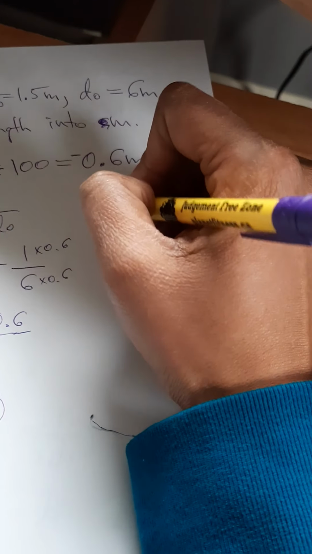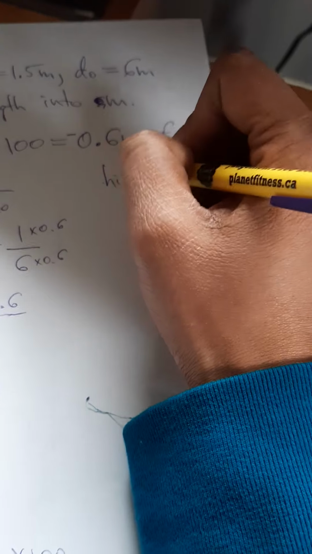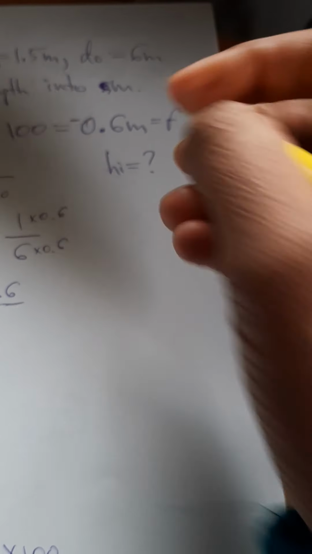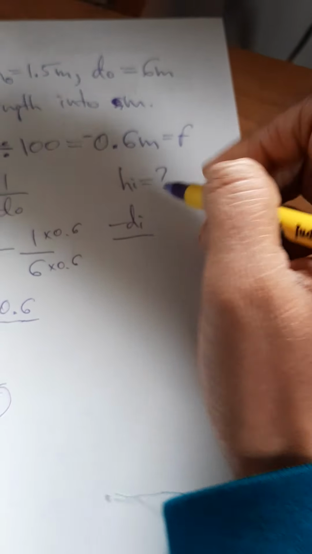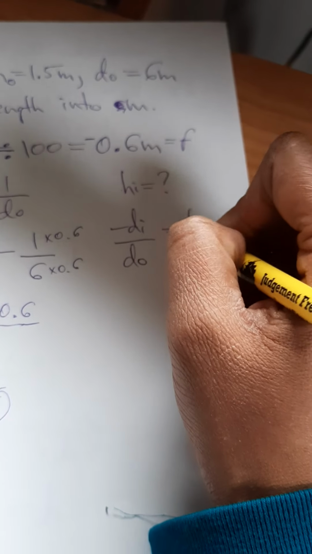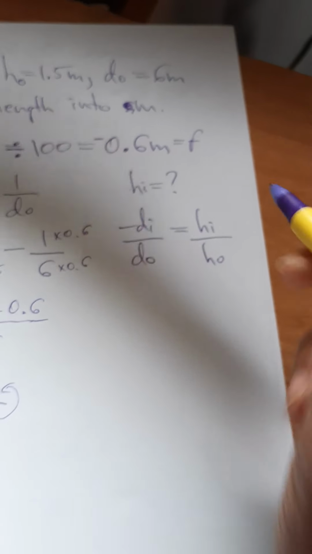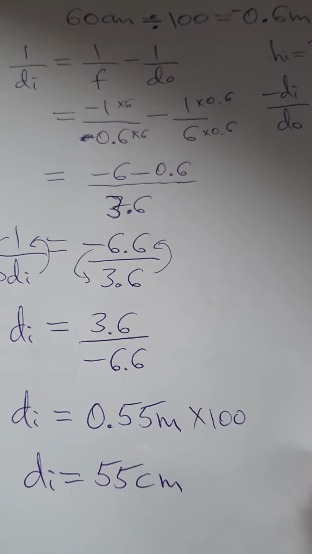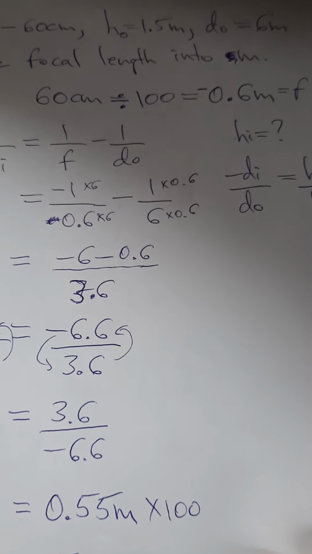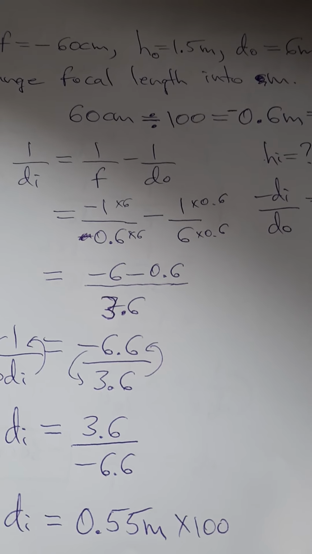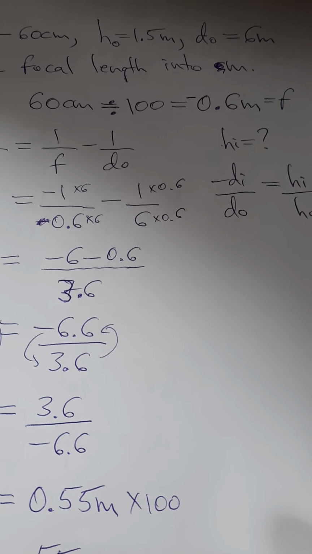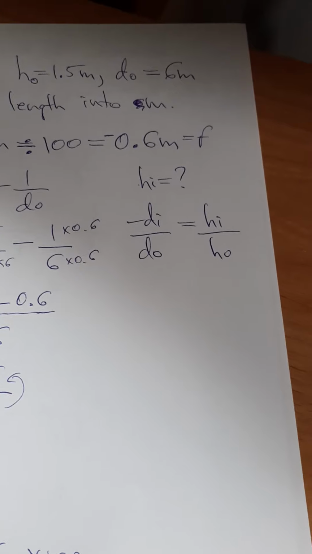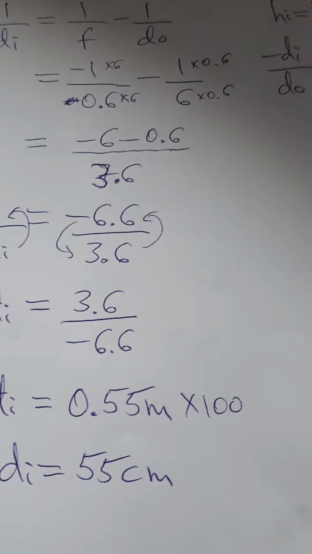So what we're looking for now is the height of the image. I'm going to write out the formula: negative di over do equals hi over ho. So let's take our di value here. If you want, you could put everything into centimeters as well. It doesn't really make a difference here. So let's use the centimeters here.